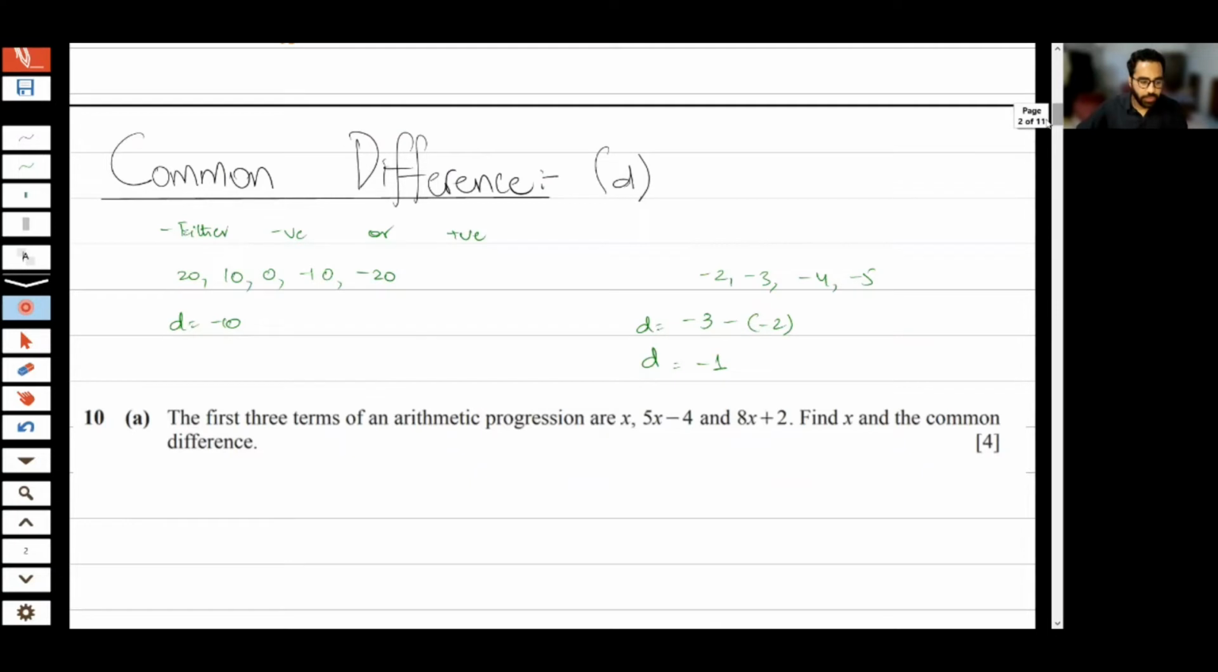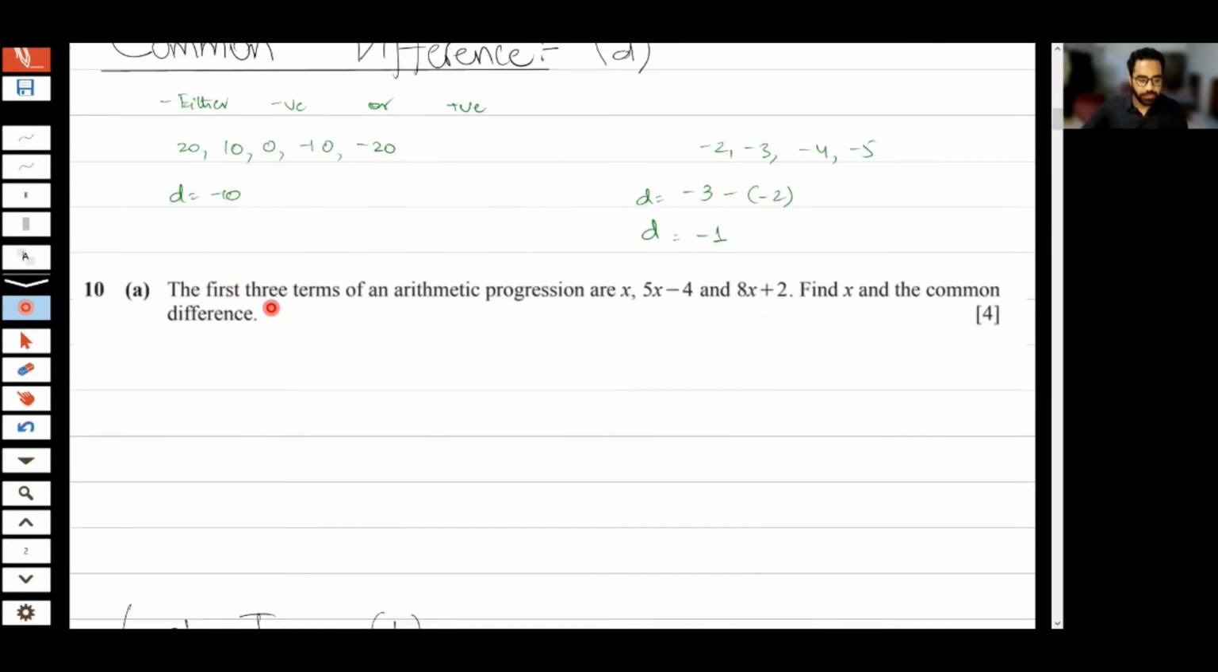Now, this is a question from the past papers. It's saying the first three terms of an arithmetic series or an arithmetic progression are x, 5x minus 4 and 8x plus 2. Find x and the common difference. ठीक है, हमें एक चीज़ पता है कि हमारे पास कोई सी भी कंसेक्यूटिव टर्म्स हो, मैं अगर इस टर्म को इस टर्म से माइनस करूं तो भी मुझे कॉमन डिफरेंस बन जाएगा. And if I subtract the second term from the third term, then also I will get the common difference.